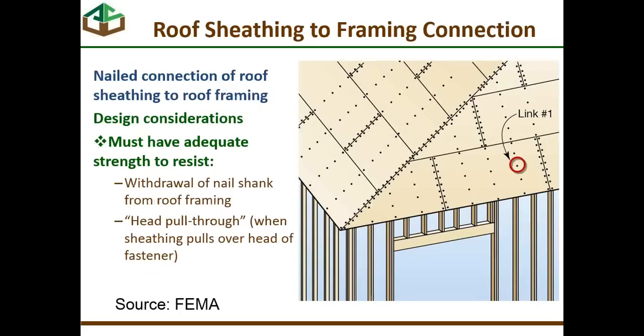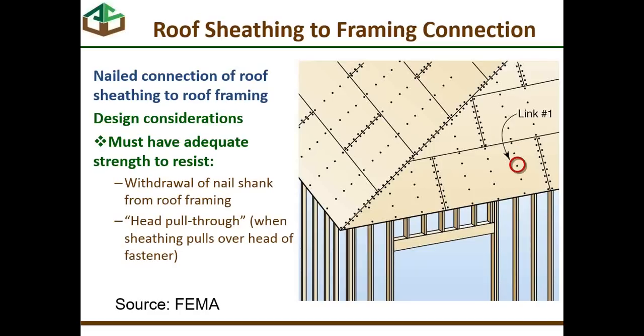So let's look at an example of a roof sheathing to framing connection. This graphic, again, comes from FEMA's Coastal Construction Manual, available on FEMA's website. The nailed connection of the roof sheathing to the roof framing is what's called the first link in the load path here. So the connection of sheathing to framing is link 1.